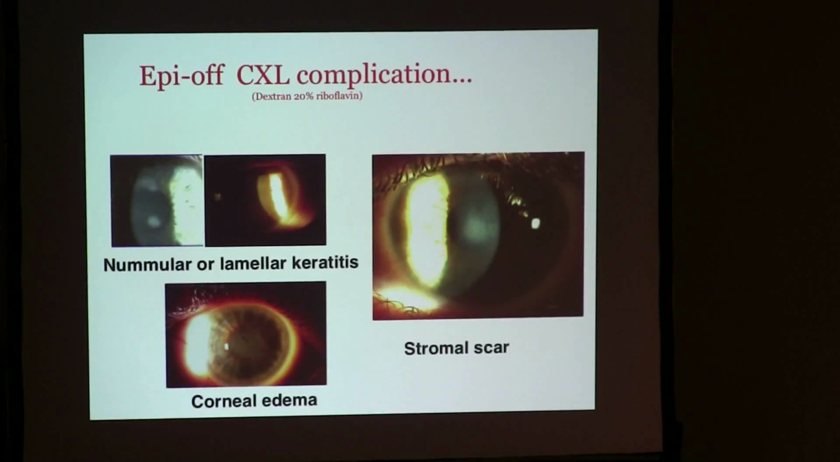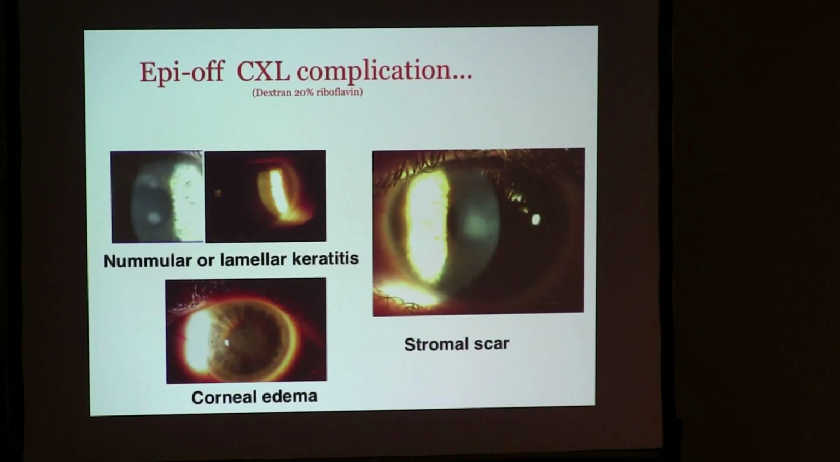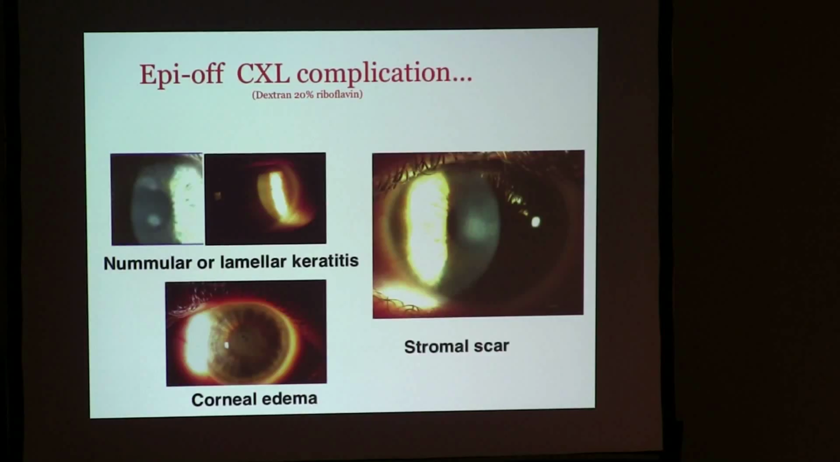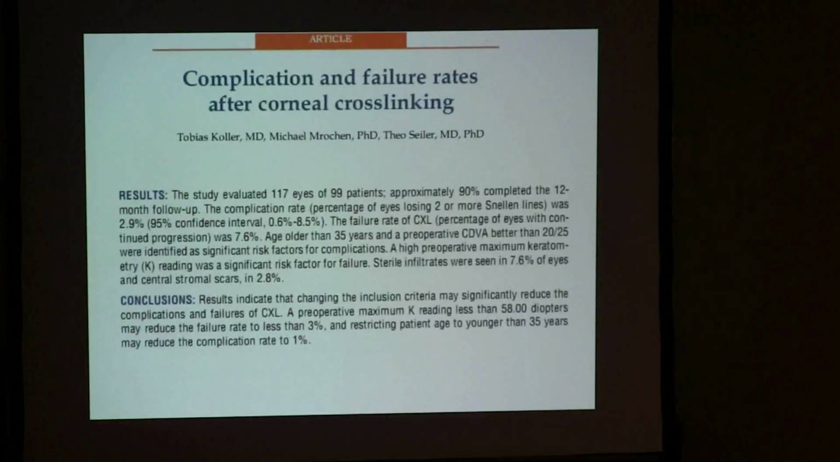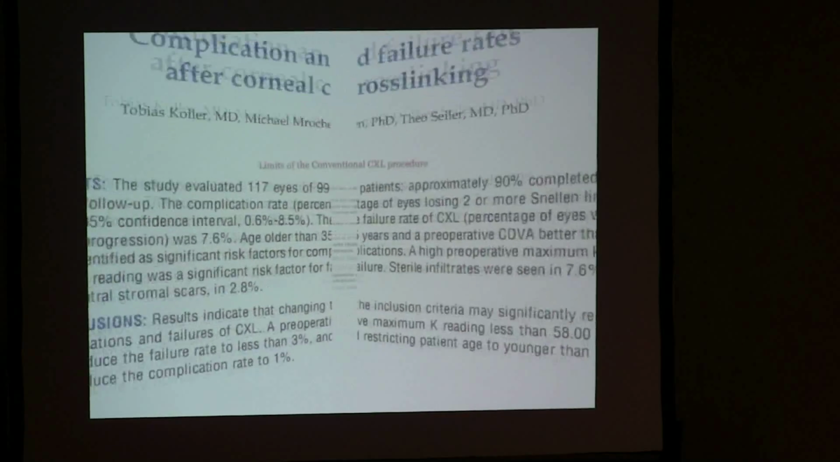This is the first issue, the epi-off cross-linking complications. Cross-linking is not always safe. I am speaking about dextran 20% riboflavin. Sometimes, if we have high volume cross-linking procedures, we also have anomalous keratitis and stromal corneal edema. And someone tried also to find the reason. In this work, for example, they considered the age and the steepening of the cornea, and they found that very curved corneas are more prone to have a complication.